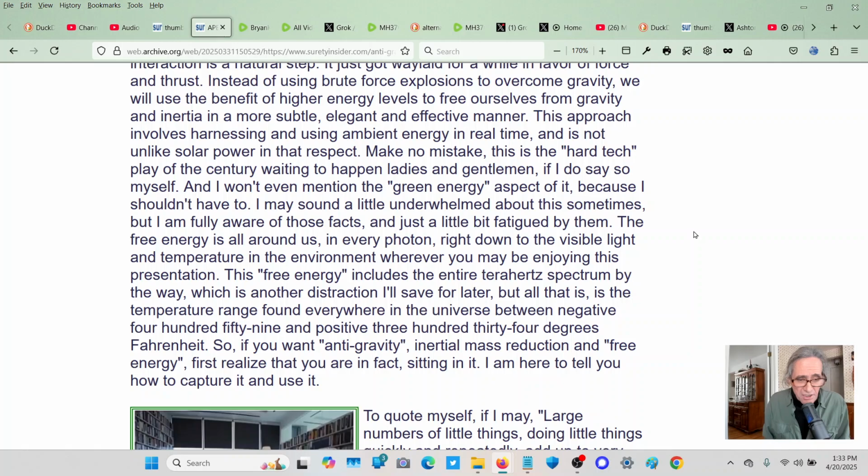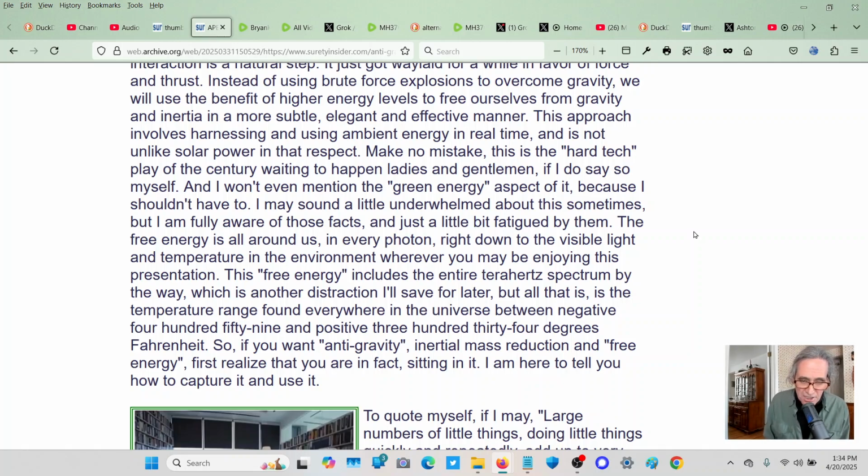The free energy is all around us, in every photon, right down to the visible light and temperature in the environment wherever you may be enjoying this presentation. It's there when you look out your window. You can feel it when you go to work, when you go to church, when you pay your taxes.